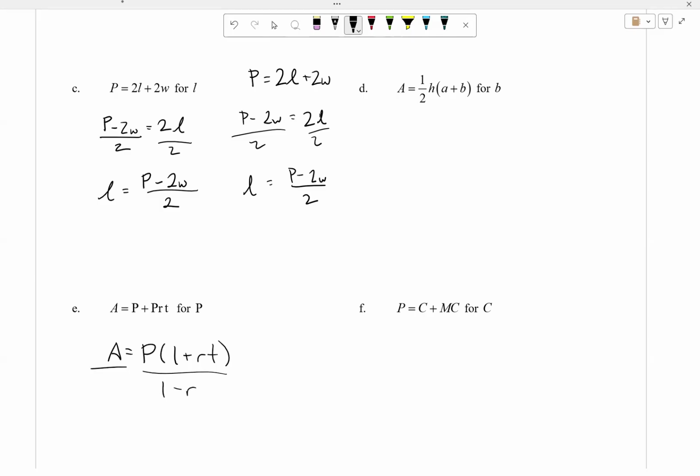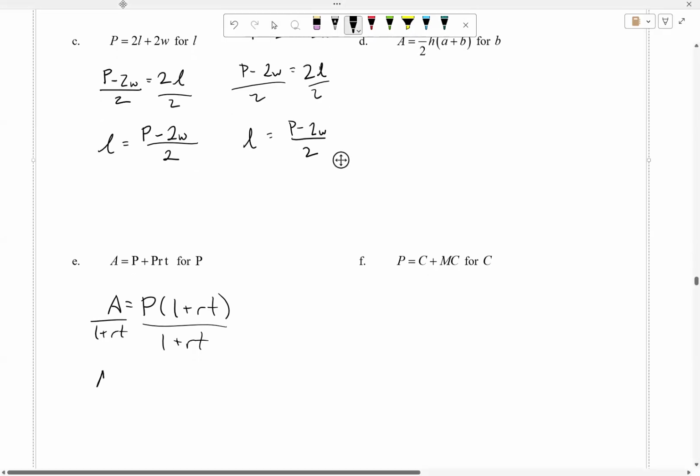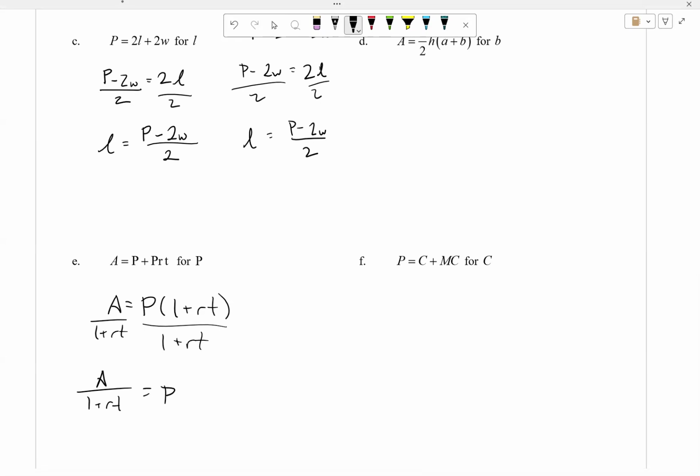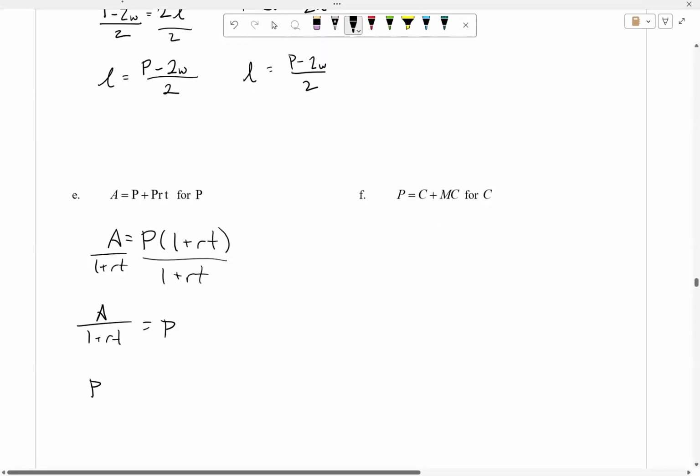Just divide everything by 1 plus RT. Do you know what A divided by 1 plus RT is? It's just A over 1 plus RT. It can't simplify. Equals P. I do want to switch that side. So P equals A over 1 plus RT.